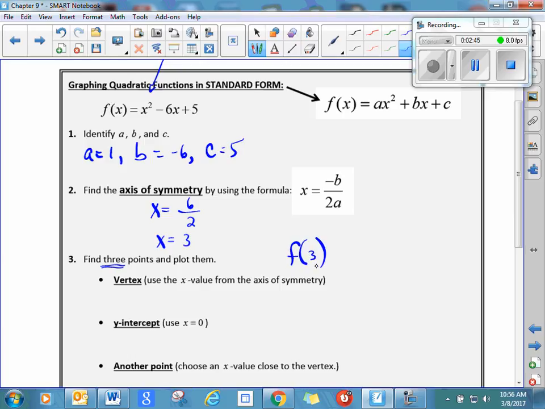Remembering, f of x is the y value when x is a certain number plugged in here and here. So let's go find f of 3. So we're going to have 3 squared minus 6 times 3 plus 5. So we just need to clean this up. We need to figure out what this is, and that is 9 minus 18 plus 5, which turns out to be negative 4. So our first point, which is our vertex, is going to be x is 3, and we just calculated the y value. The f of 3 is negative 4.